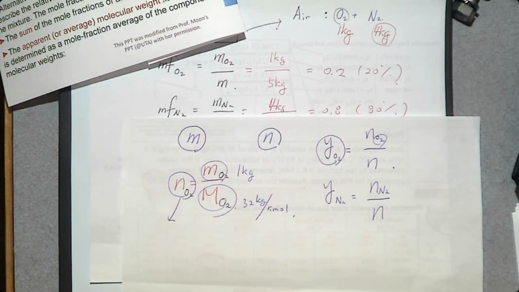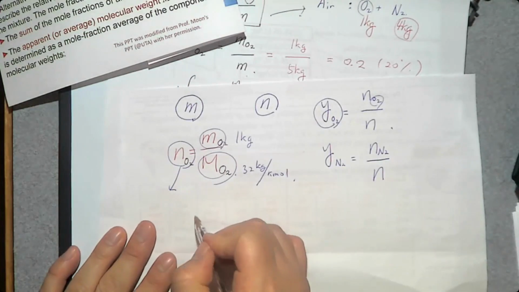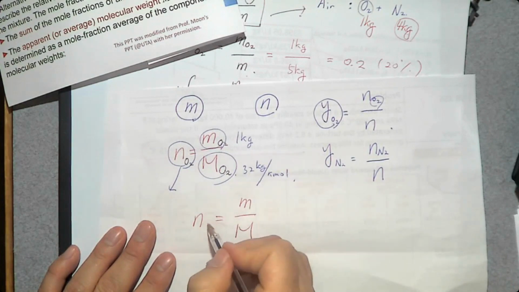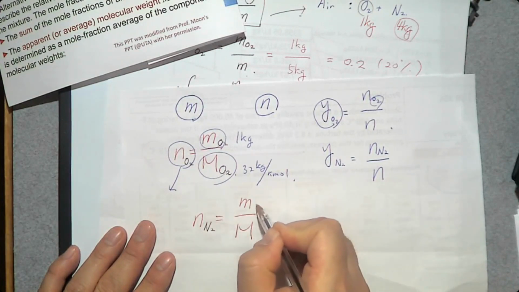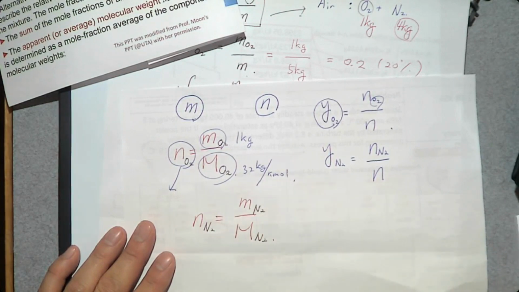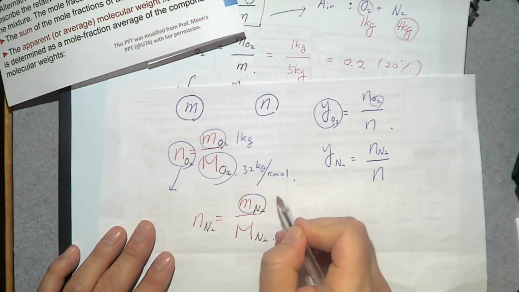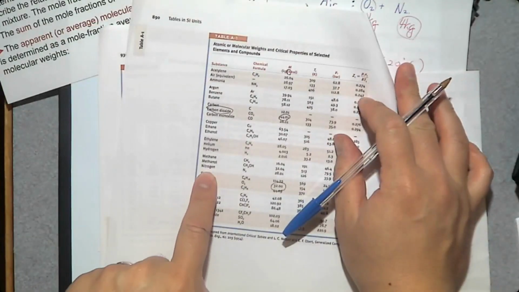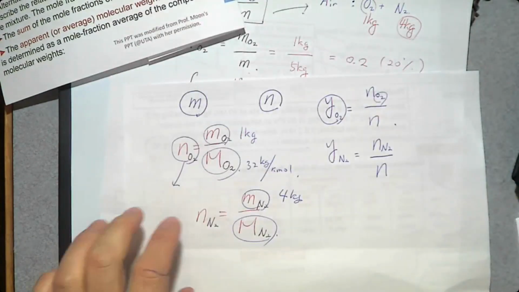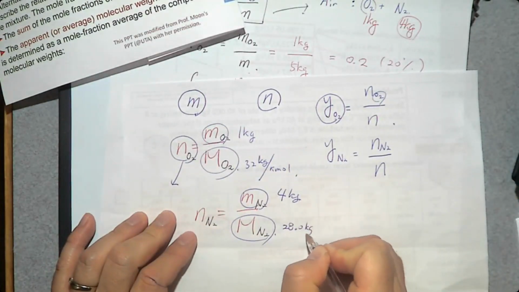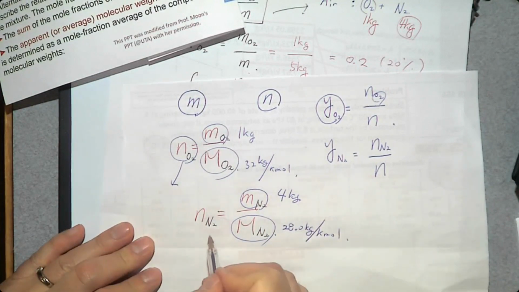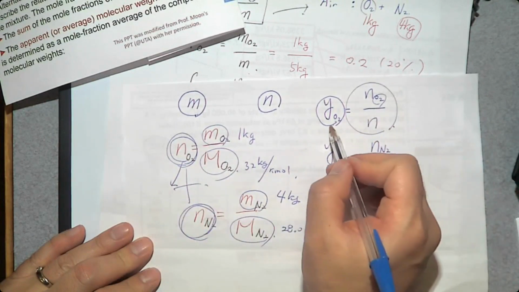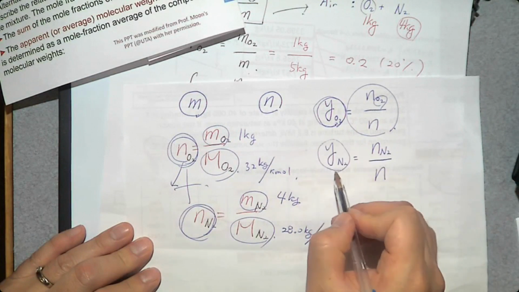You can do the same for nitrogen. N is M over M. So we can determine the number of moles of nitrogen from the mass of nitrogen and the molecular weight of nitrogen. In this case, the mass is 4 kilograms. What is the molecular weight of nitrogen? The molecular weight of nitrogen is 28.01 kilograms per kilomole. So you can determine the number of moles. Then once you determine these two, we can calculate the molar fraction of oxygen and the molar fraction of nitrogen.